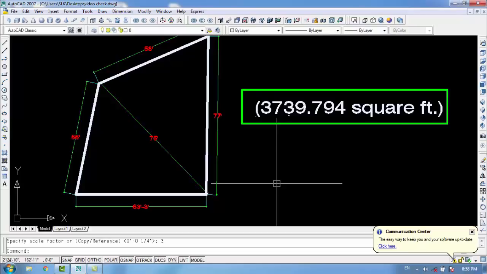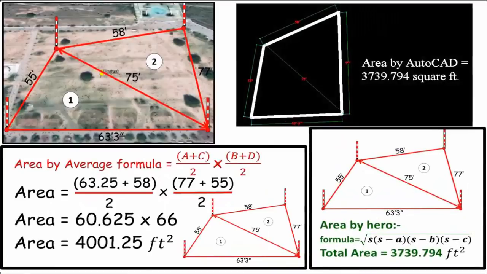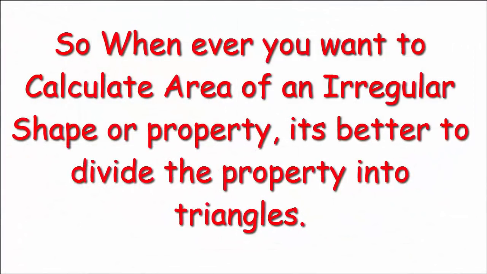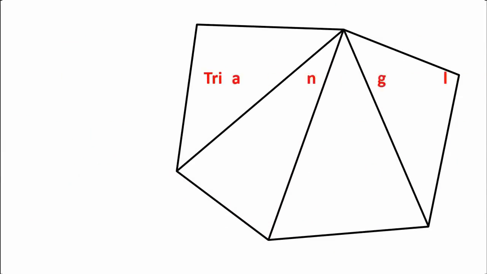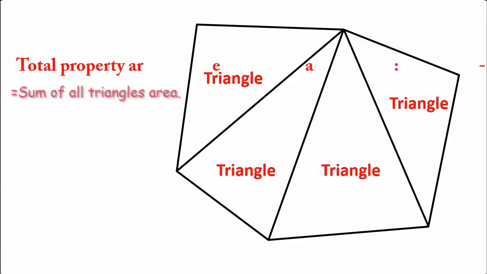3739.794 square feet. And now let's decide which formula or method is okay. Of course the last method, I mean the area by Hero's formula, is okay. So next time, please do not use these sort of formulas because the difference is very huge. Whenever you want to calculate the area of an irregular shape, the best thing is to split the whole property into triangles and then calculate the area of each triangle. After that, you can add them together to get the whole property area.